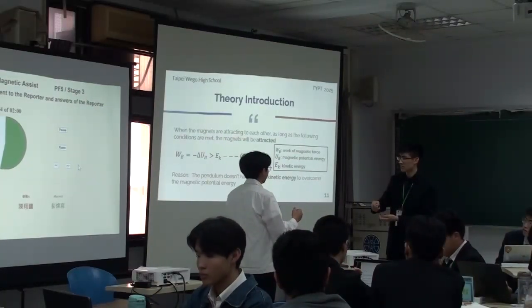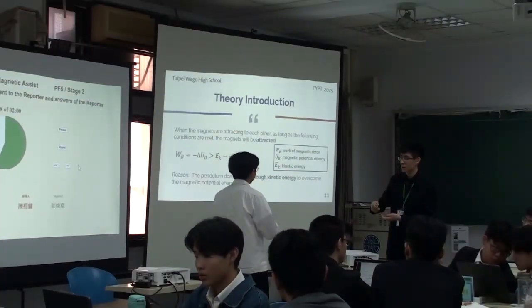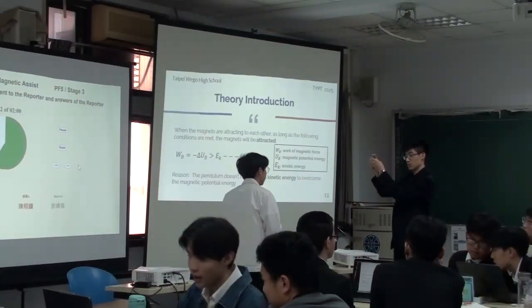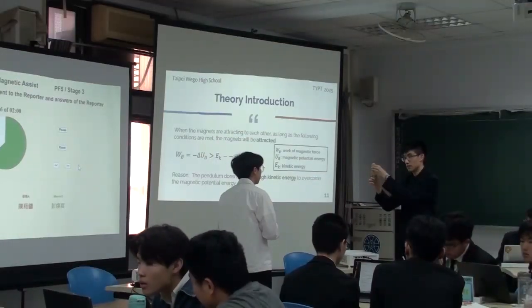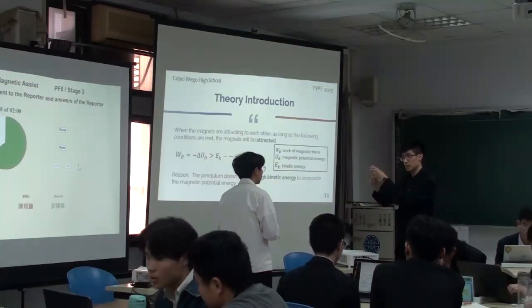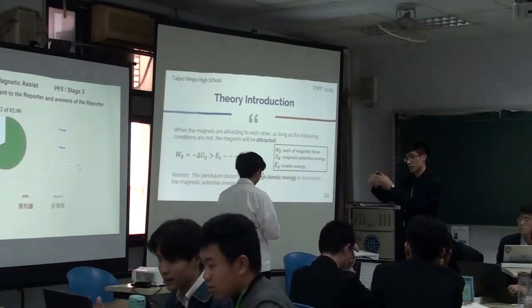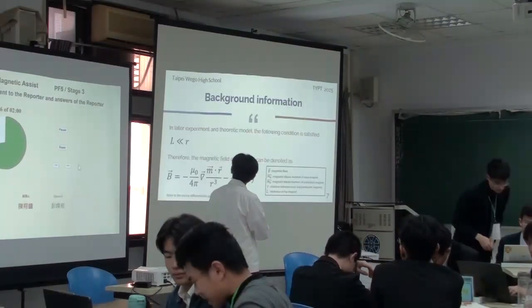Can you explain how it decreases? He actually releases it with an initial speed of 0, but with an initial potential energy. So when it goes down, the kinetic energy increases, like the potential energy turns into the kinetic energy. Okay, right.